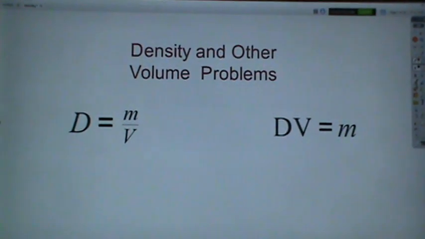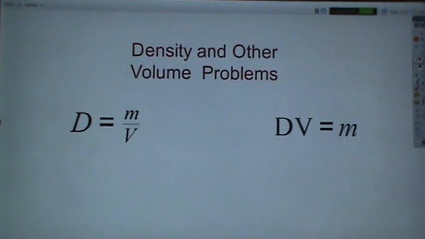So in this video, we're going to tackle a few problems involving density. The problems that we're going to try are all off of the New York State Regents exam.